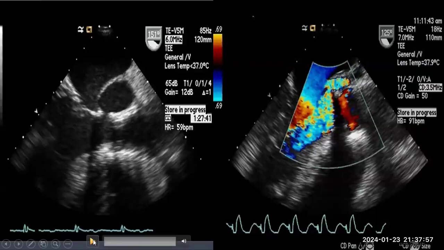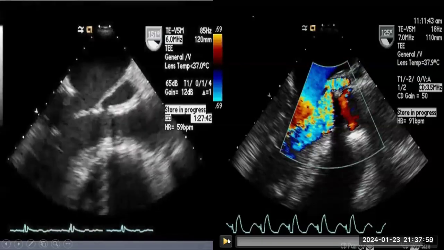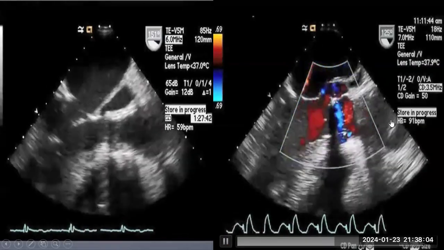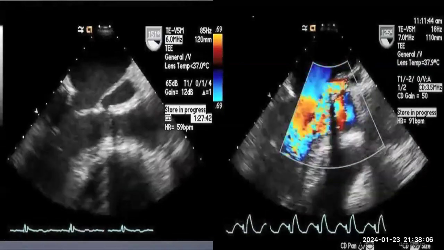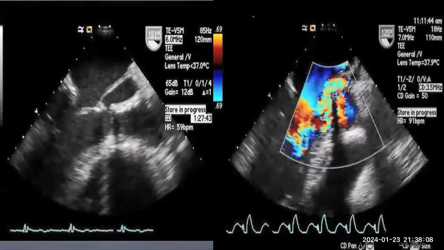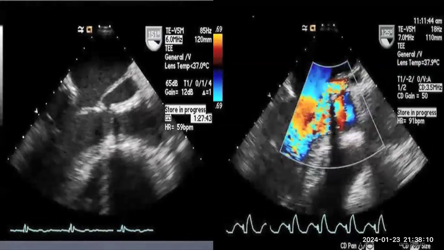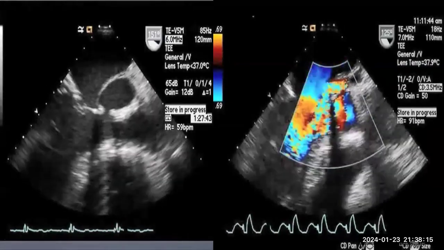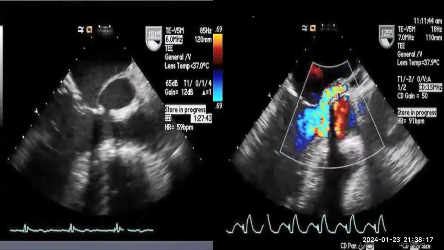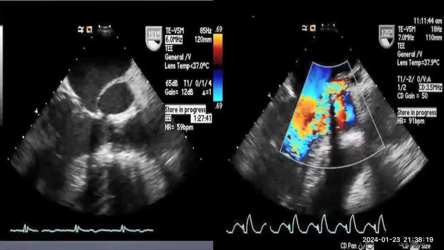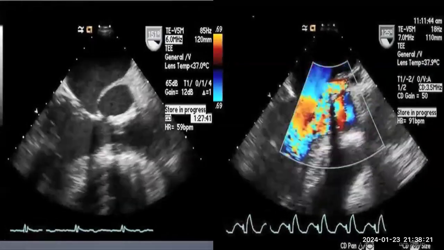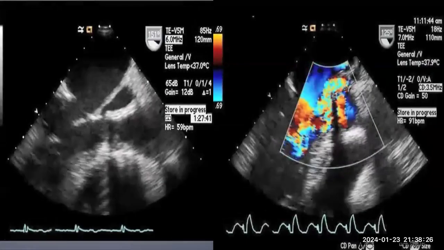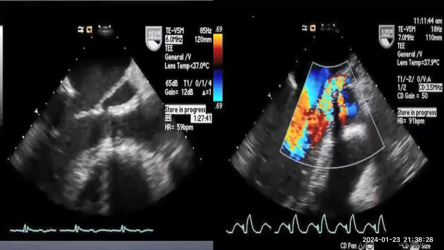Next, please. Just to make it easier, I think this case came last year or the year before. Take your time, look at the view, look at the study, what we are seeing. Which valve is this? Is it native or prosthetic valve? And what do you see? What is the finding here?